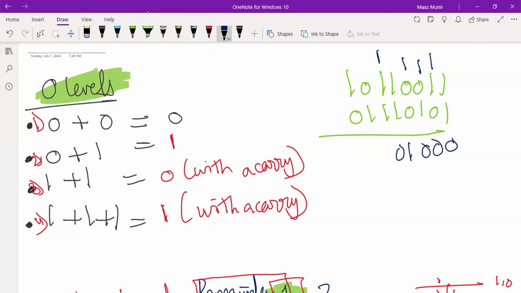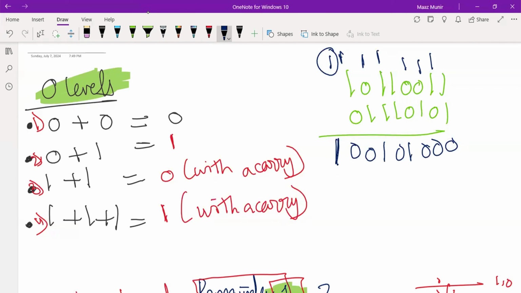Now this is rule number 4. 1 plus 1 plus 1. We are going to be getting 1 and a carry up. 1 up here. Again, 1 plus 1 is going to be 0 with 1, and 1 plus 1 is going to be 0 with a carry up here, which you guys have to write like this.